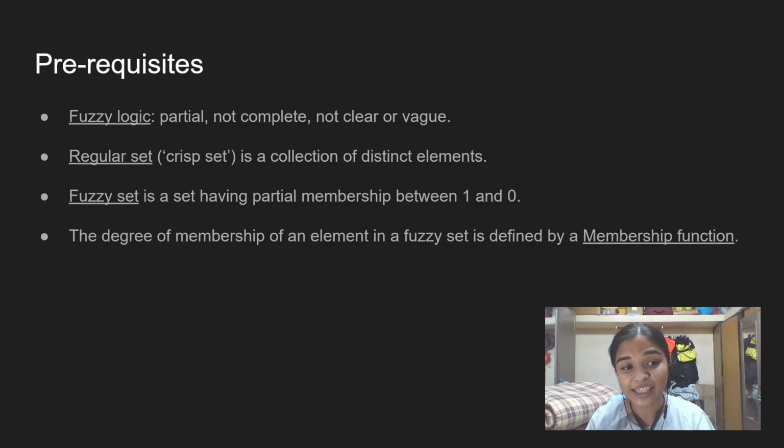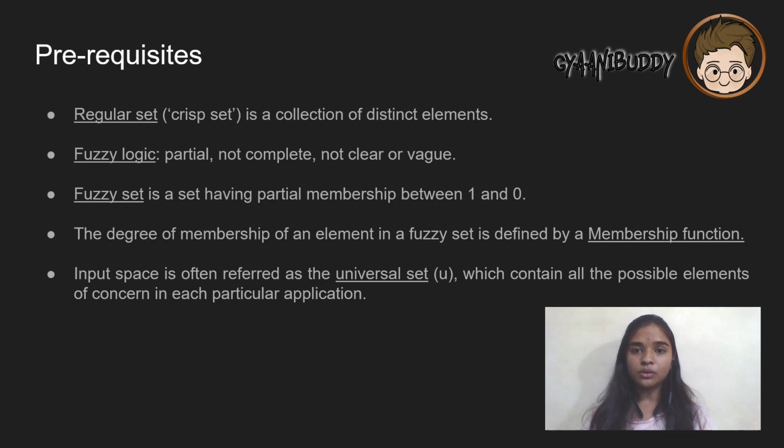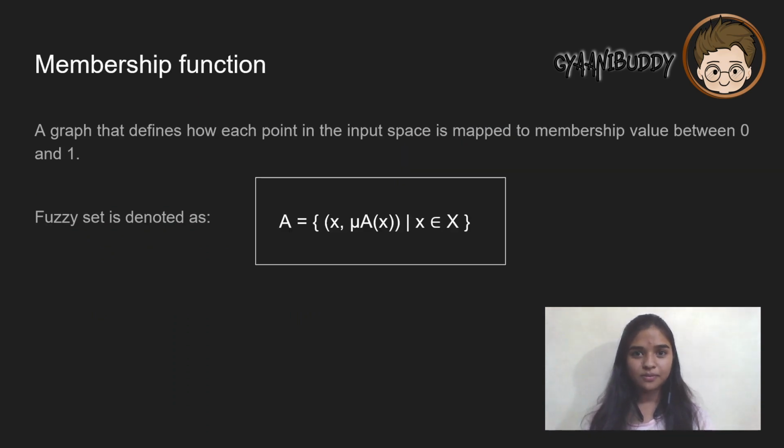So this is basically how you can define a fuzzy set. A fuzzy set is a set having partial membership between 1 and 0. And this degree of membership that I keep talking about is defined by a membership function. So, to discuss these concepts in more detail, let's go to the whiteboard.